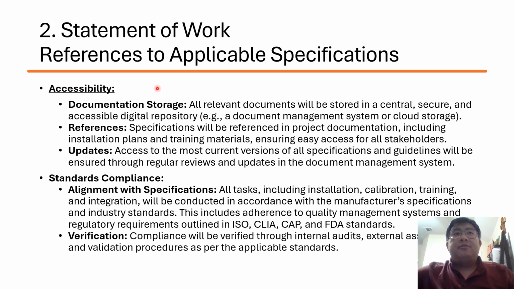The third part, about the reference applicable specification, is about accessibility. It will talk about document storage, reference, and update of any guidelines, paperwork, and relevant documents that are easy to access when the CAP inspection occurs or when the government inspection happens for standard compliance. They will look at all the paperwork and all the tasks, including installation, calibration, and training. That is part of the quality control process that makes sure the lab is doing it right.